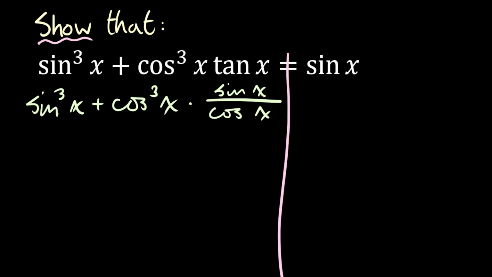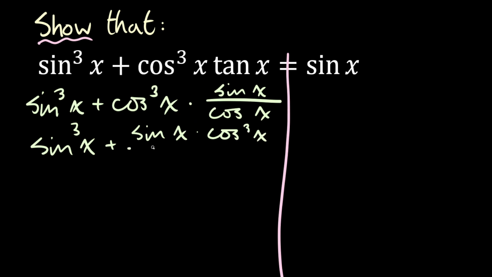And immediately it's a bit nicer to look at because everything is in terms of sine and cosine. So what'll happen here is sine cubed x plus sine x times cosine cubed x, since it'll multiply into the denominator, all divided by cosine x. So here we have a common term in the top and bottom. There are 3 multiplications of cosine x here. So this cosine x and this cubed will cancel, and it'll give us a squared instead.